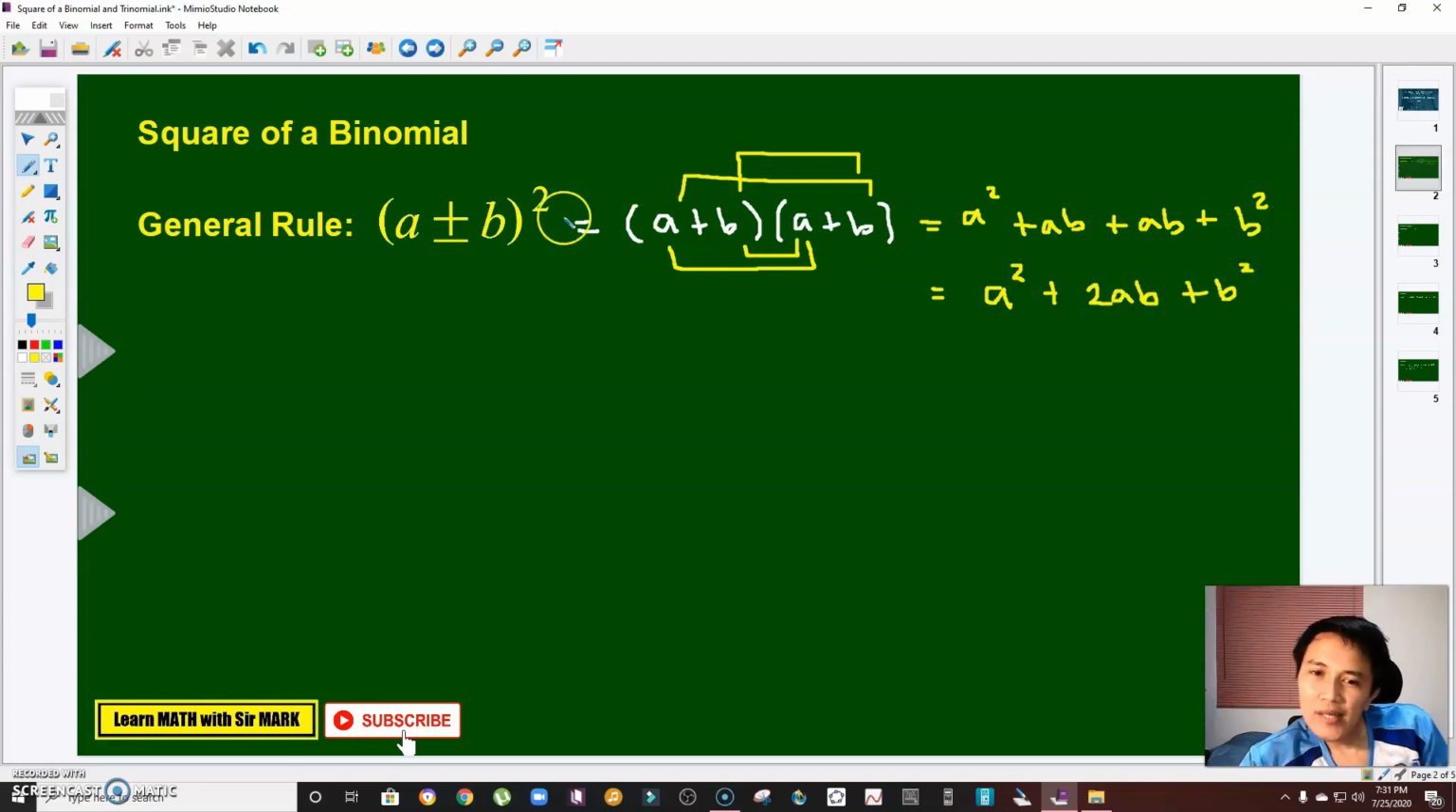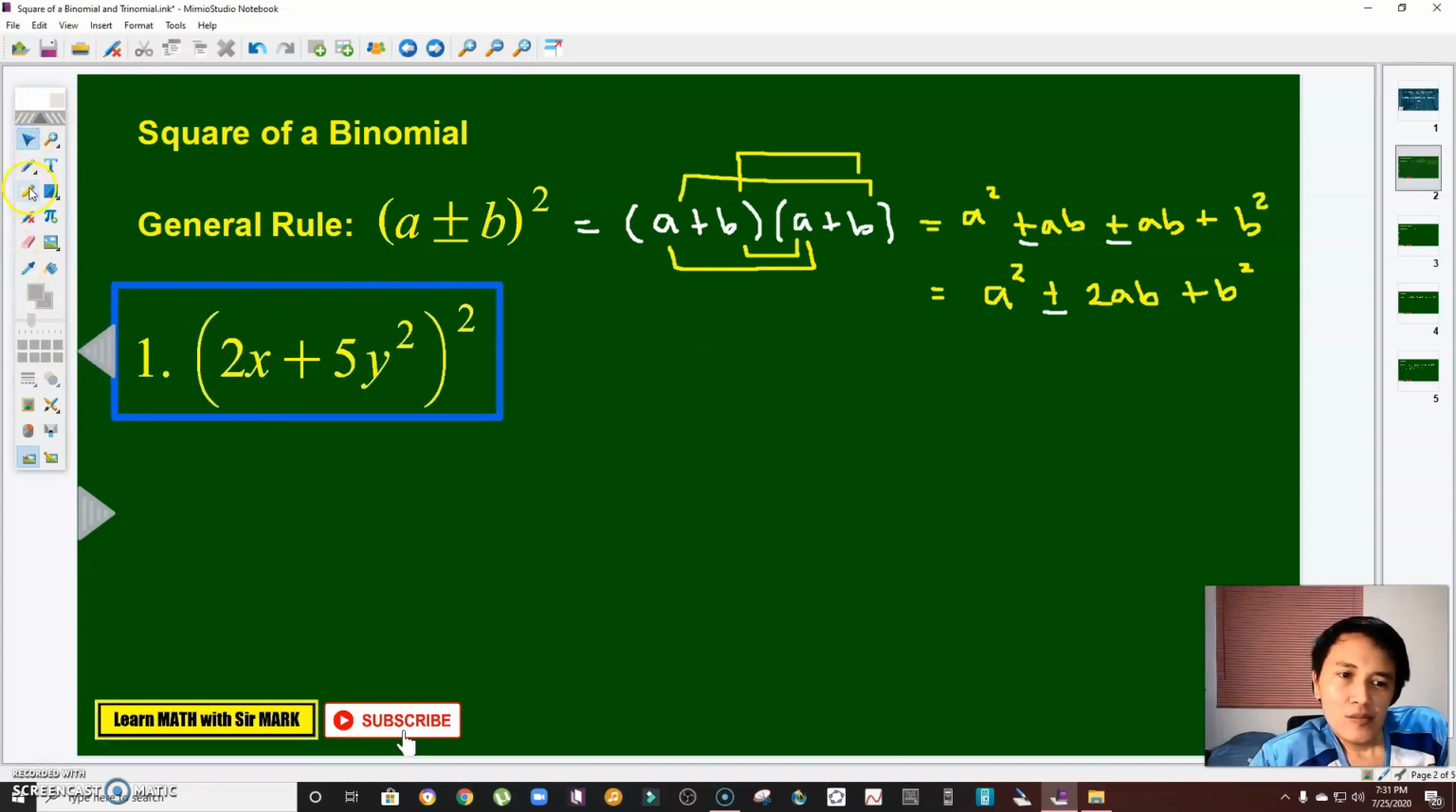See that? So again, the general rule: (a plus b) squared is the same as a squared plus 2ab plus b squared. In the event that this is negative, remember, that will be negative ab and negative ab, so that will become negative 2ab. Clear? Okay, so let's have an example. Let's have problem number 1.